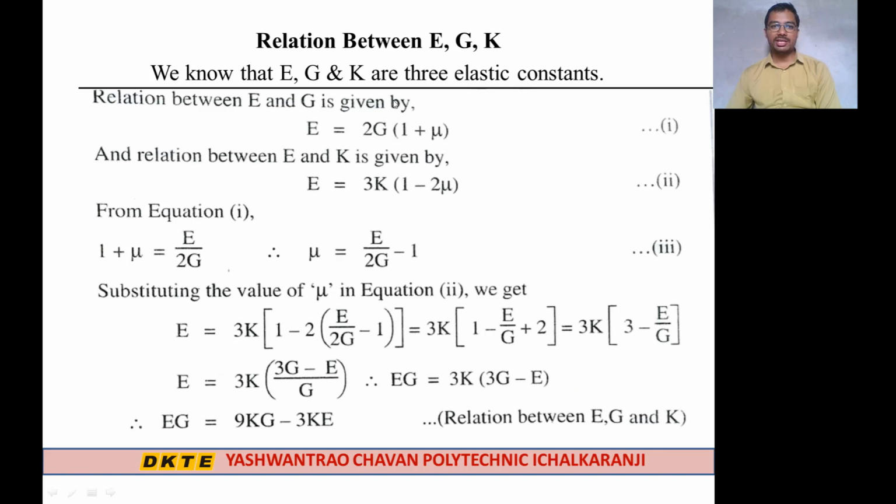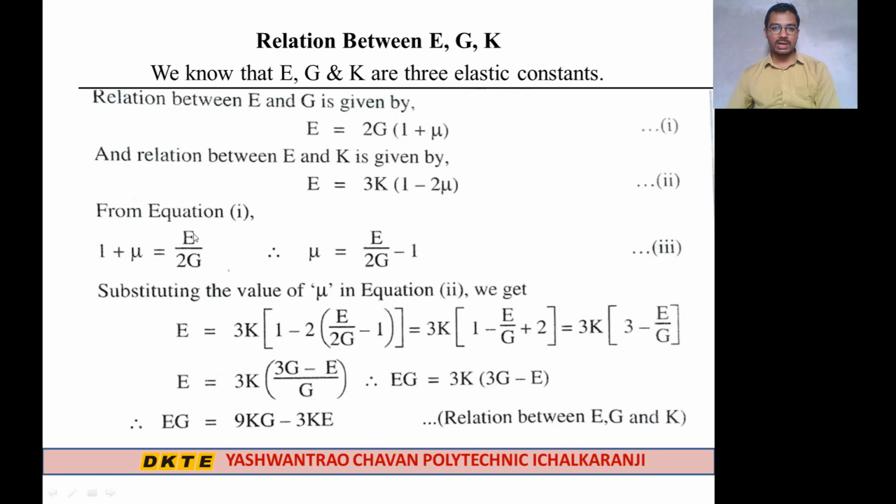Relation between E, G, K, means Young's modulus, modulus of rigidity and bulk modulus. There are two equations basically. Relation between E and G is given by E is equal to 2G into bracket 1 plus mu. This is equation number 1. And relation between E and K is E is equal to 3K into bracket 1 minus 2 mu. This is equation number 2.